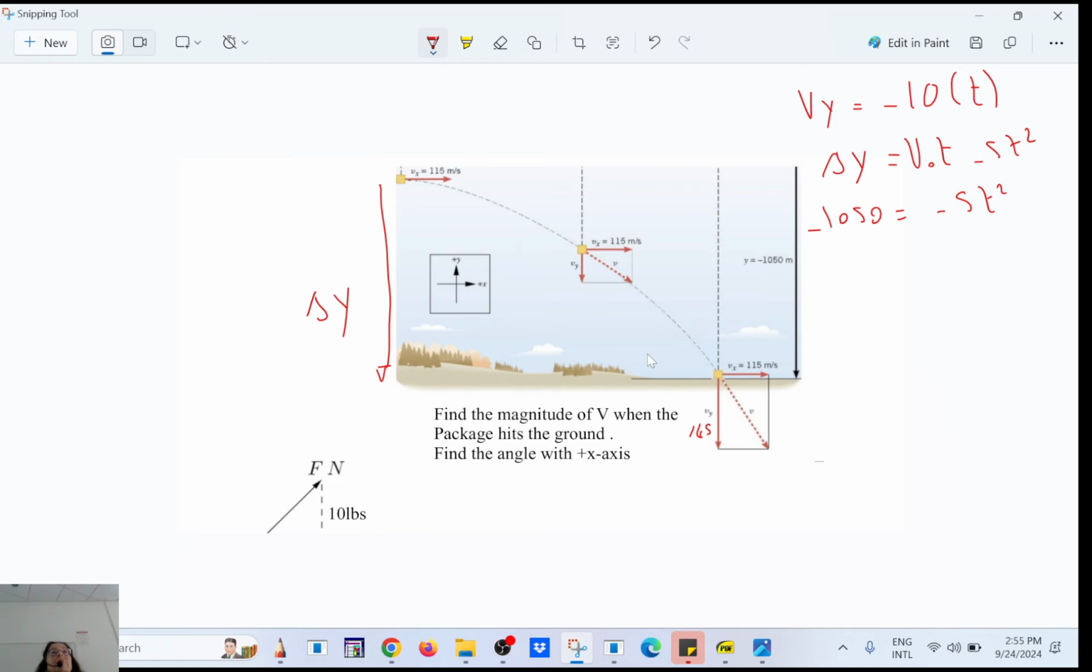So this is called projectile motion. Along the y, it's free fall. Any question on that? Remember that? Yeah. The velocity will change at a rate of negative 10. So now, you have the x component and the y component of the vector. Can you find the magnitude and the angle?